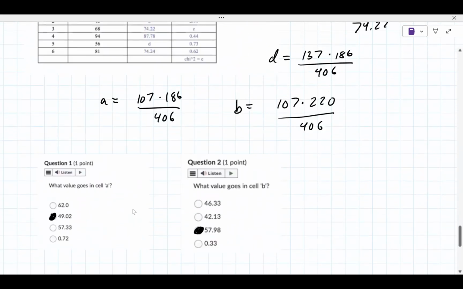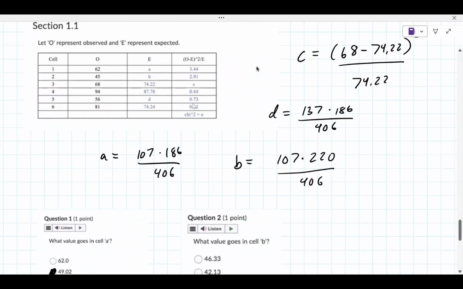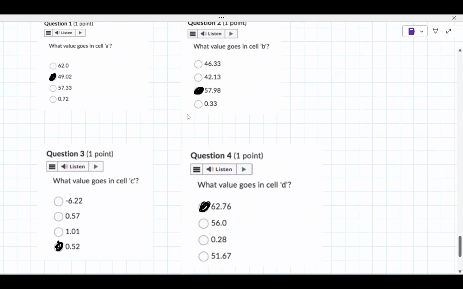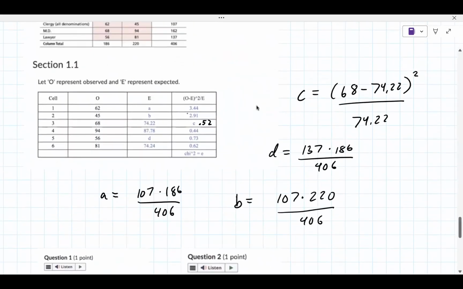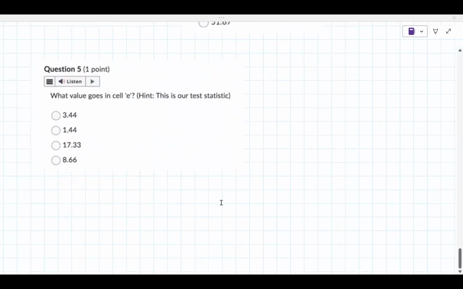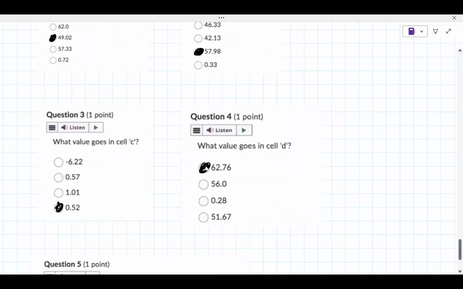All right, so cell E is the end result here. You've got to take your result from C. Your result from C was 0.52. So we just have to add up all these numbers here in this column. I got 8.66. Is that an answer there? Yeah, it is. So what did you get for D? Did you get 62 point? Yes. Oh, okay. I got the wrong one. Okay. Any questions on that before we move on to 6?